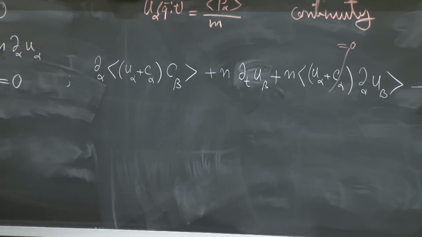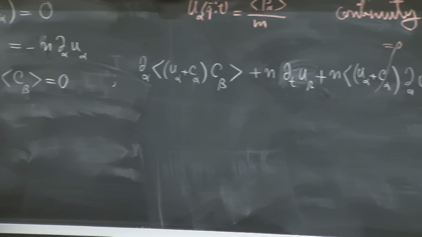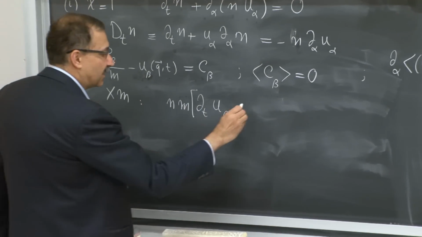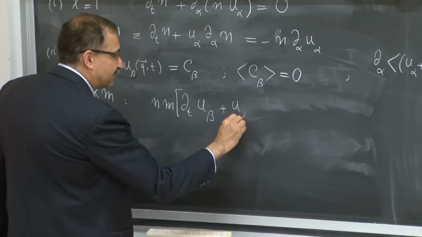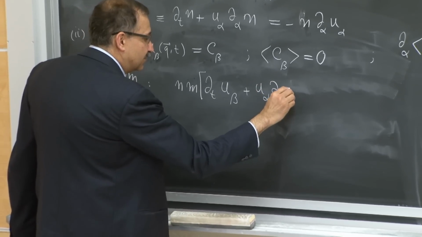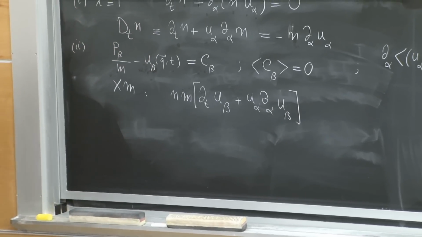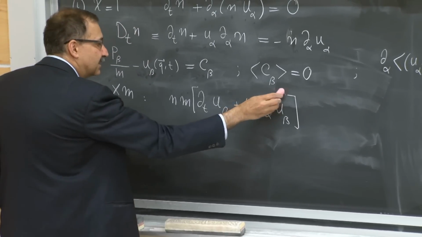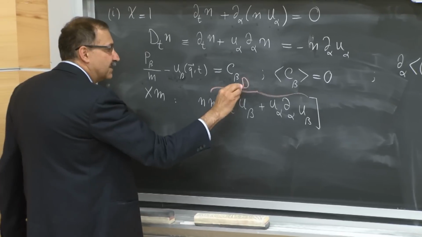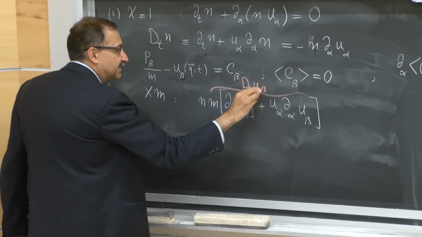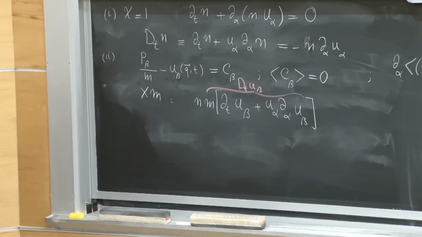So the term that I have over there is u alpha d alpha u beta. There's no average involved. When I take n, m is common, so I will get u alpha d alpha u beta, which is nice because then I can certainly regard this as one of these stream derivatives. Okay?